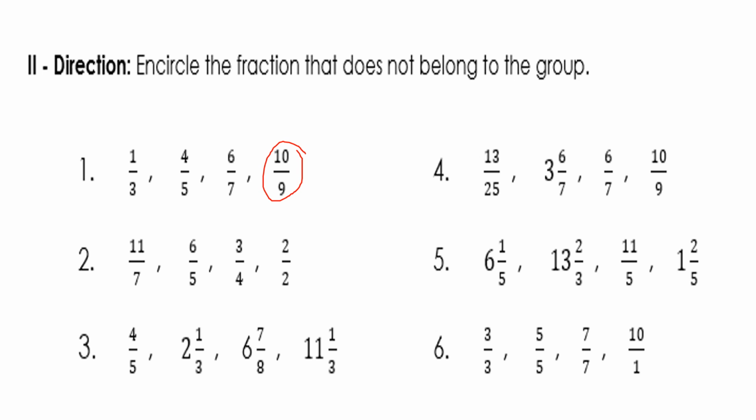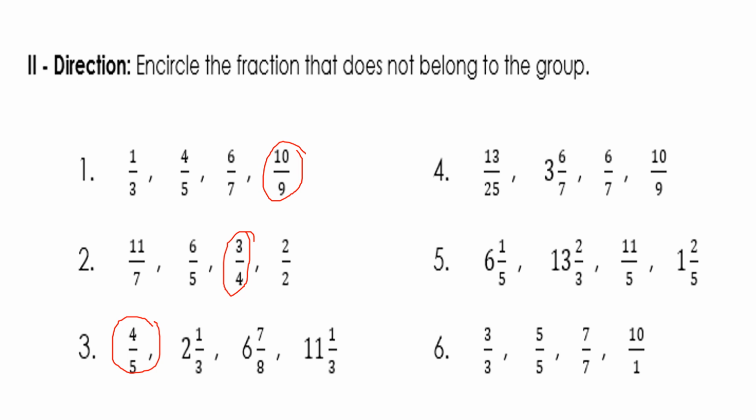Number 2, 11 over 7, 6 and 5/3, 4 and 2/2. Okay, so these are all mixed numbers and a whole number. So the only one that does not belong here is 3/4 since it is a proper fraction. Number 3, we have 4/5, 2 and 1/3, 6 and 7. So all the rest are mixed numbers. So the 4/5 does not belong there.